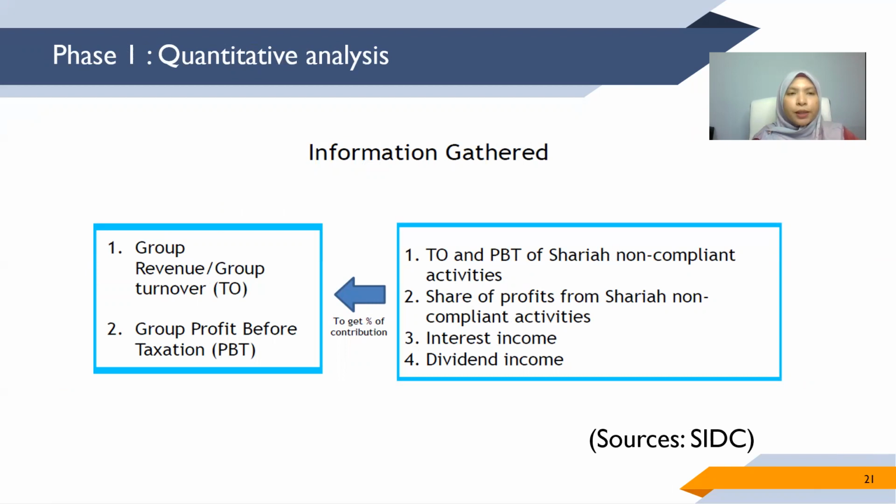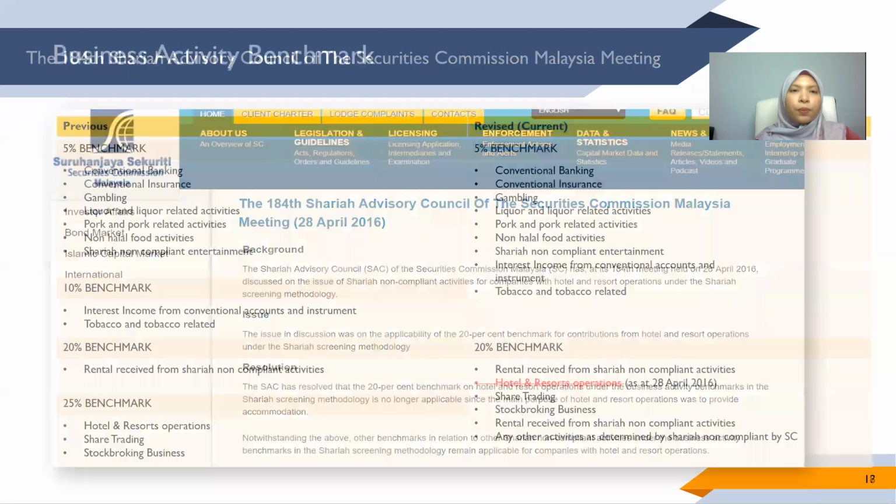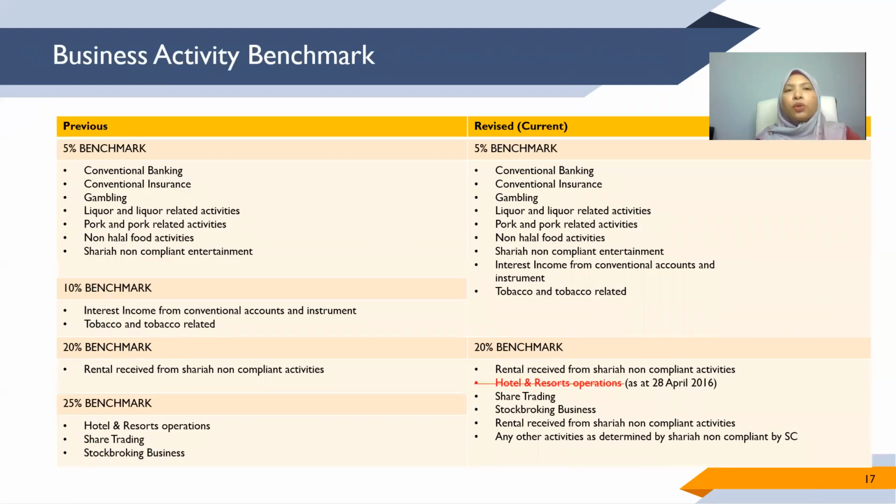So this one is to summarize how to do this calculation. For example, we have TO, PBT, Shariah non-compliant activity, share of profit from Shariah compliant activities, interest income, and dividend income. All of this will be divided into TO and also PBT. For example, TO will be divided by group turnover, and PBT will be divided by the group PBT. So the percentage answer we will compare to the table just now. This one will be compared to this benchmark.